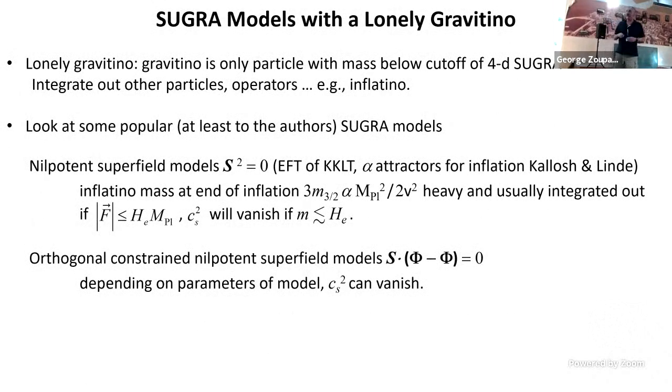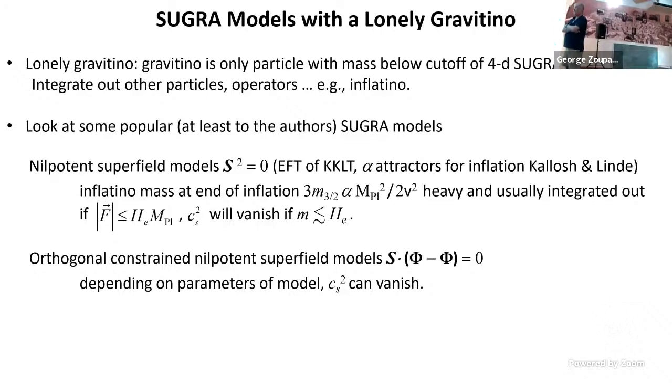So we can say that if you have a lonely gravitino, lonely meaning the gravitino is the only particle with mass below the cutoff of four-dimensional supergravity, you can integrate out other particles and operators, for instance the inflatino. If the inflatino is massive compared to the mass of the gravitino, you could integrate it out. So we looked at some popular supergravity models. Every model is popular to the people who propose it. There was a bunch of models, and everybody said these models are great. We looked at a bunch of them, usually nilpotent superfield models, where S squared is equal to zero.